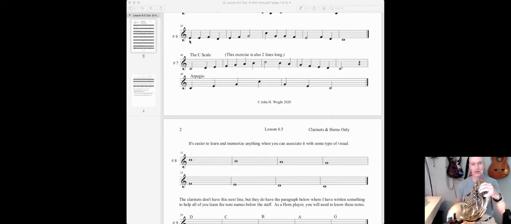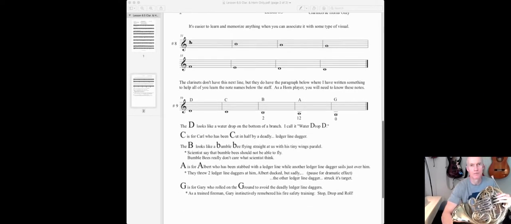Seven. This is just a C scale. Walking up. Ready? Here we go. All right. And then to the next page here.